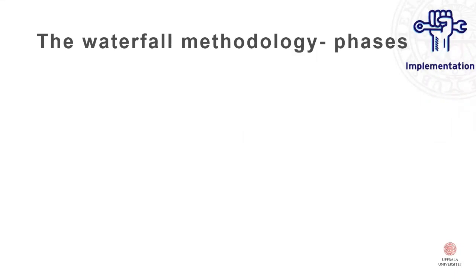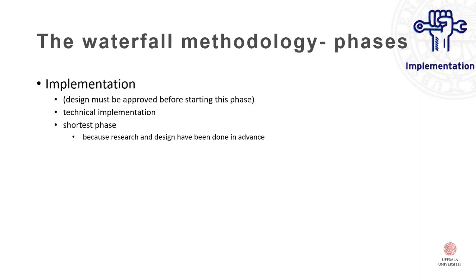Now let's see what is the next phase in the waterfall methodology. It is actually the implementation phase. Once you have done analysis to realize what the problem is, and then you have designed your solution, you can start implementation. Before you start the implementation, design must be approved by all the team members. So here comes the technical implementation, and implementation is actually the shortest phase, because all the details of implementation are already defined in the design phase.